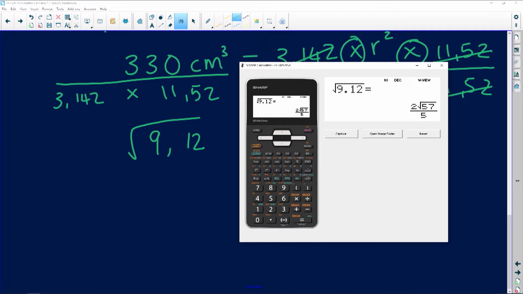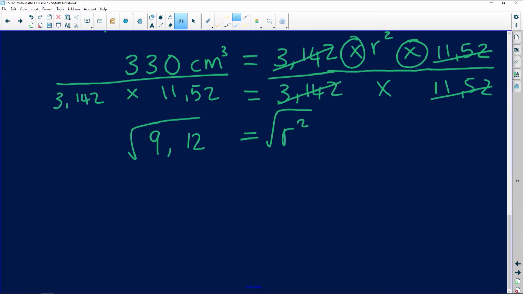So my final answer, don't be scared, is going to be 3,02. I am rounding it off. 3,02 centimeters is R. Now I have my radius. Guys, this is out of 7, okay? So be patient with me. Now I've got my radius.